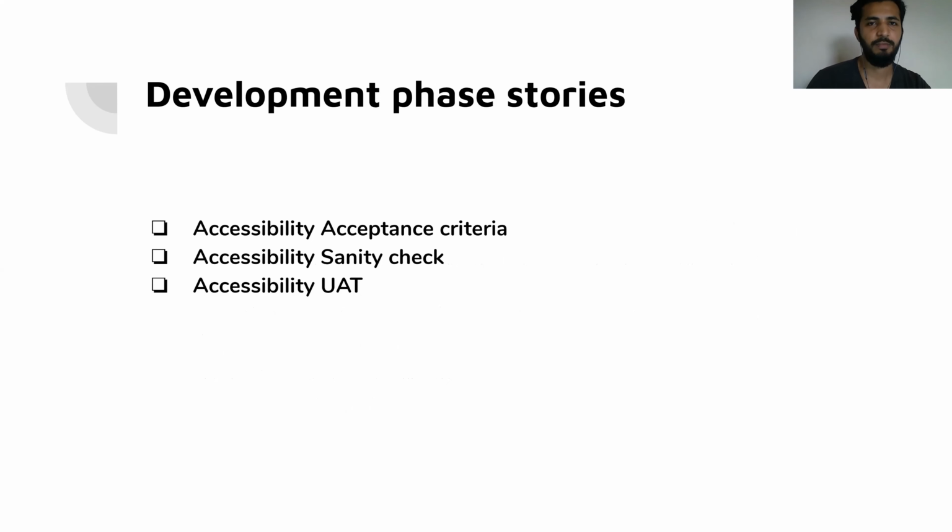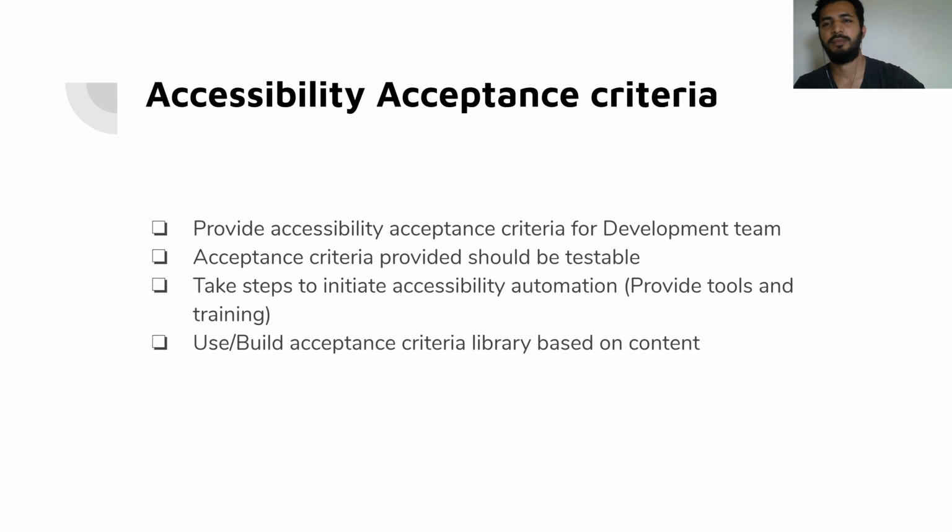Now, with that, let's move into the development phase stories, which basically includes three stories. First one is accessibility acceptance criteria provided for the development team from accessibility engineering. The second one is accessibility sanity check. And the third one was accessibility user acceptances. Let's talk about accessibility acceptance criteria.